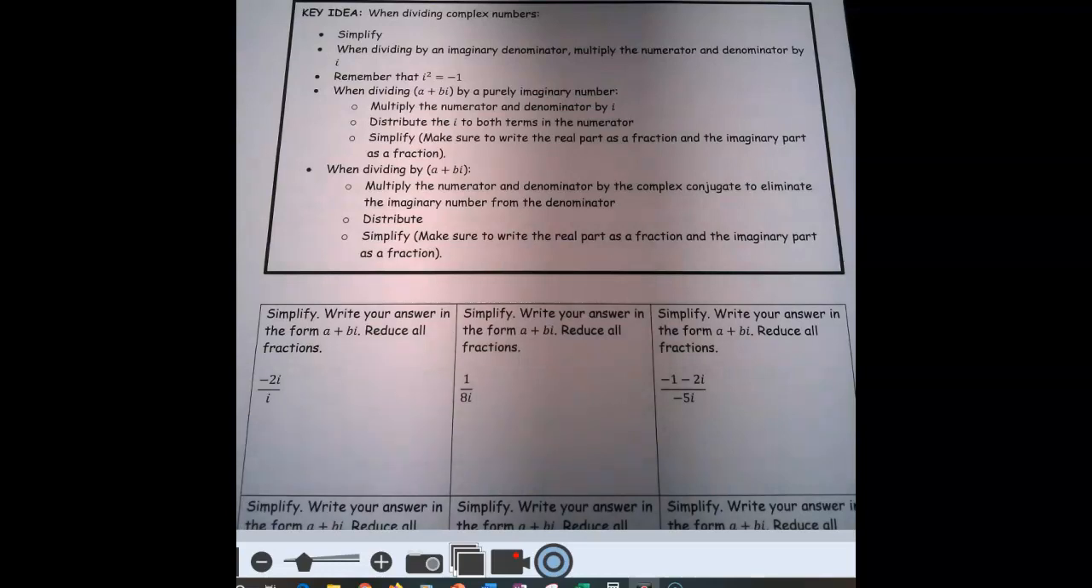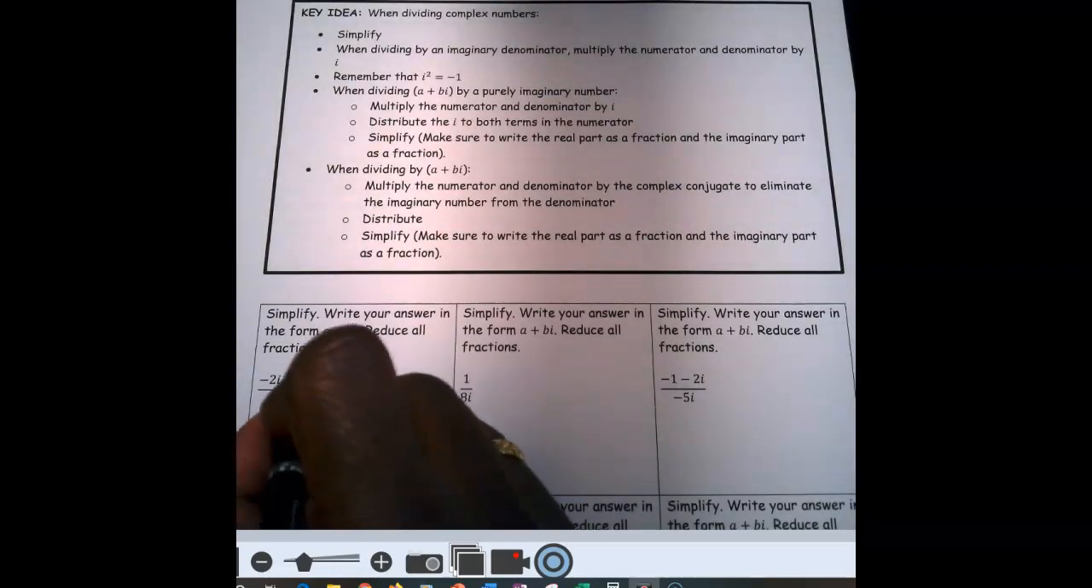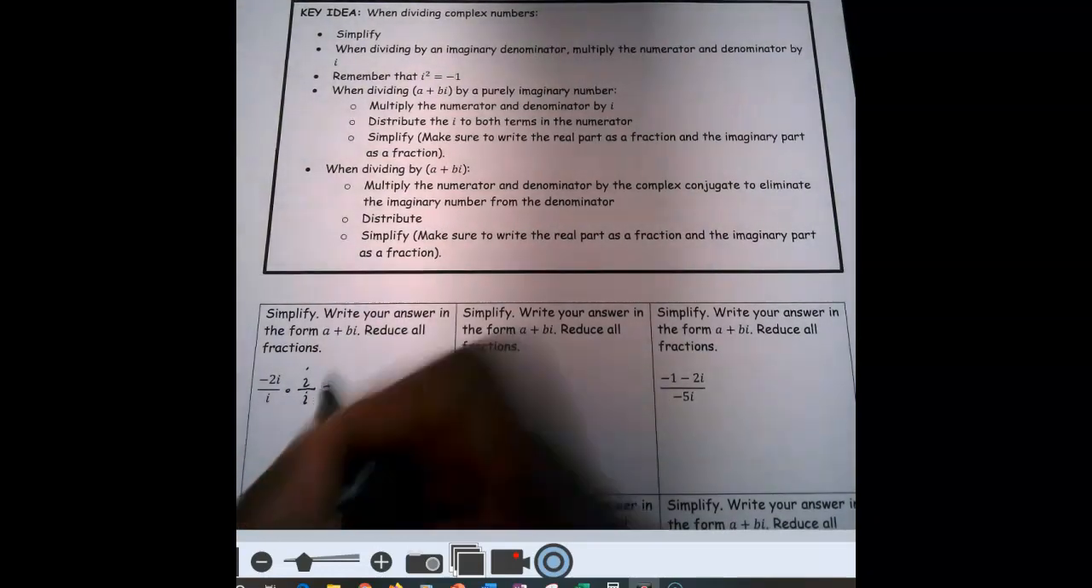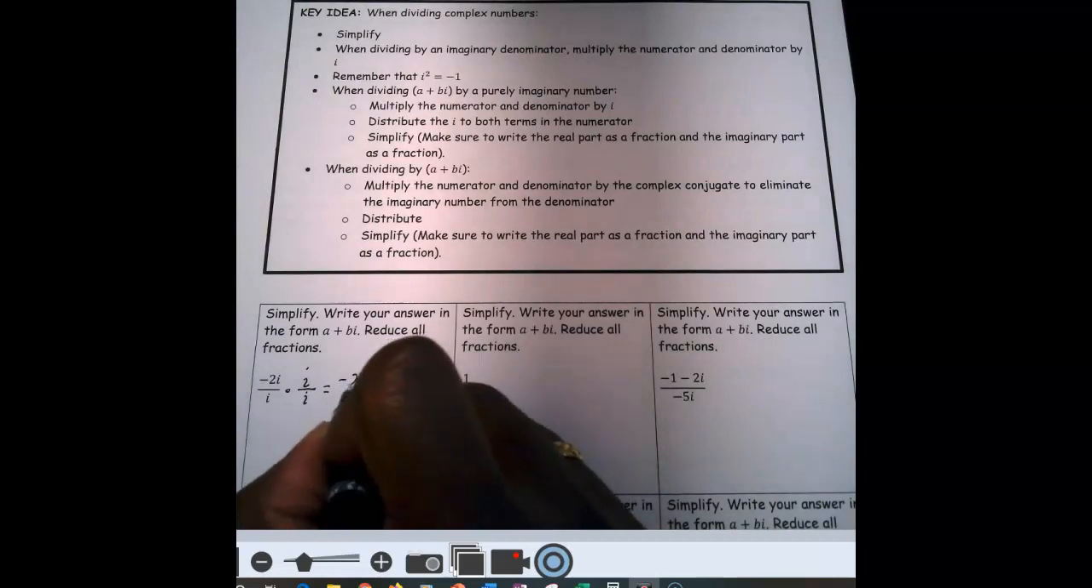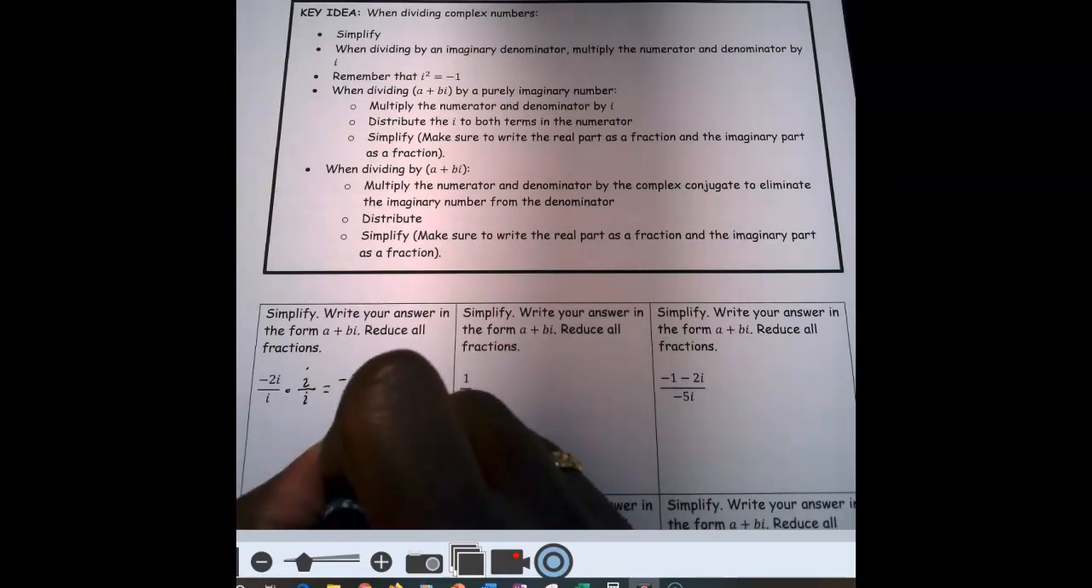This first problem has to do with the second bullet. So I've got -2i divided by i. We're asked to simplify and write our answer in the form of a plus bi and to reduce all fractions. So when I do this, I'm going to multiply by i over i. And when I do that, I end up with -2i squared over i squared.